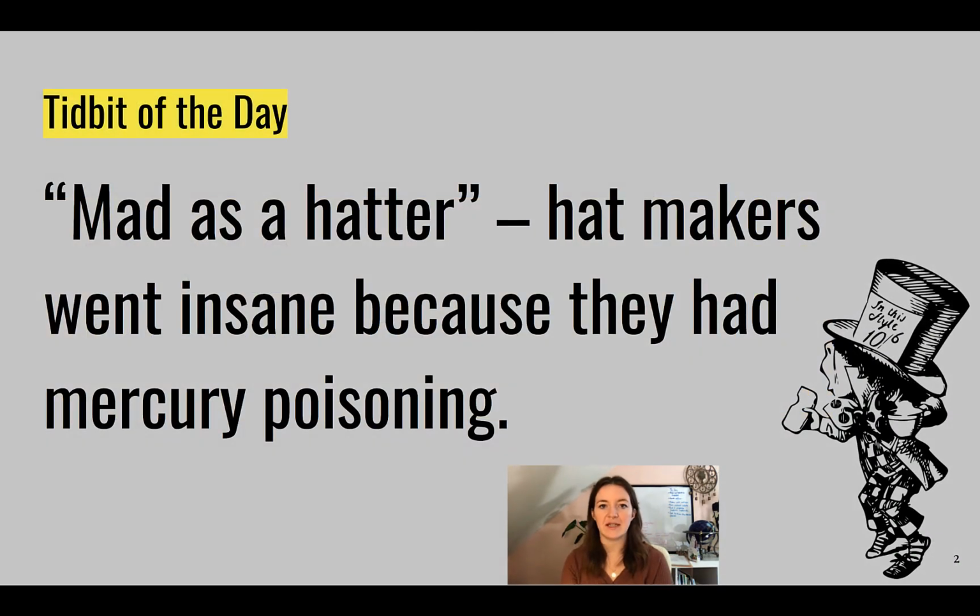So our tidbit of the day is that the term "mad as a hatter" refers to that hat makers went insane because they had mercury poisoning. So if you are familiar with Alice in Wonderland and the Mad Hatter, that's what it's coming from, or that's what it's referring to.